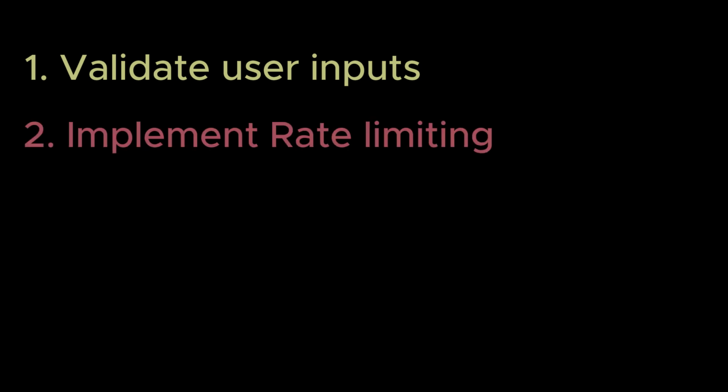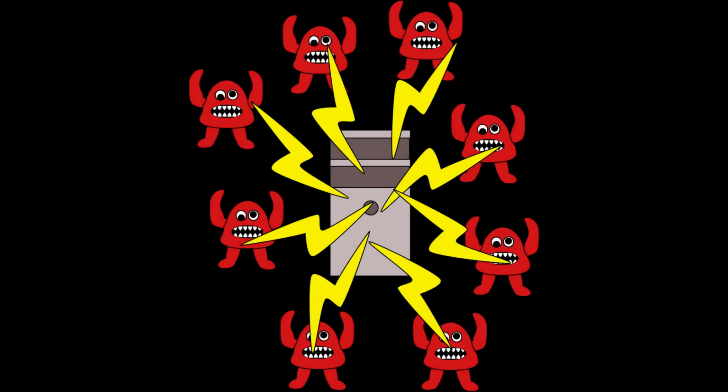Implement rate limiting to prevent abusive use of the API. By setting limits on the number of requests a user can make within a specific time frame, you can protect against denial of service attacks and ensure fair usage of system resources.